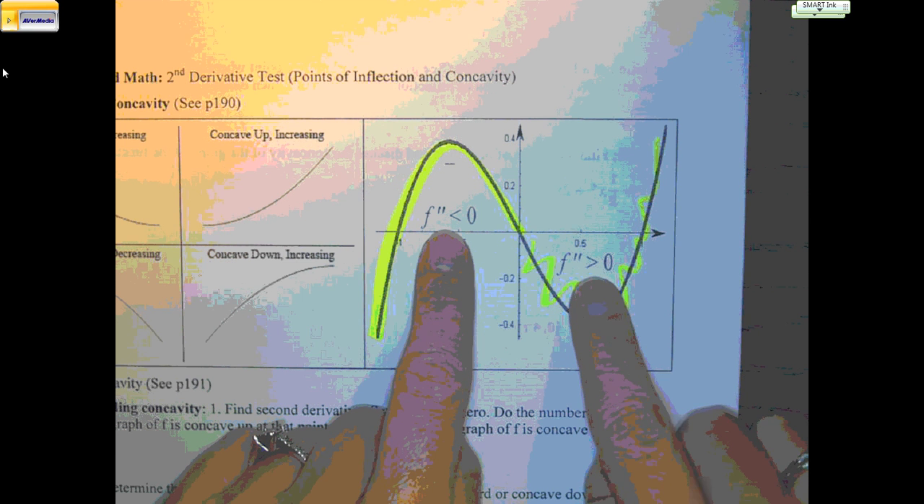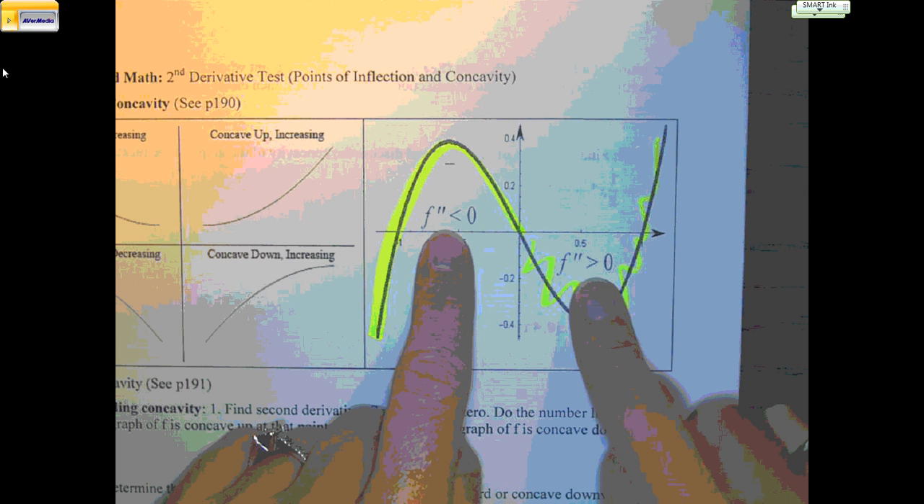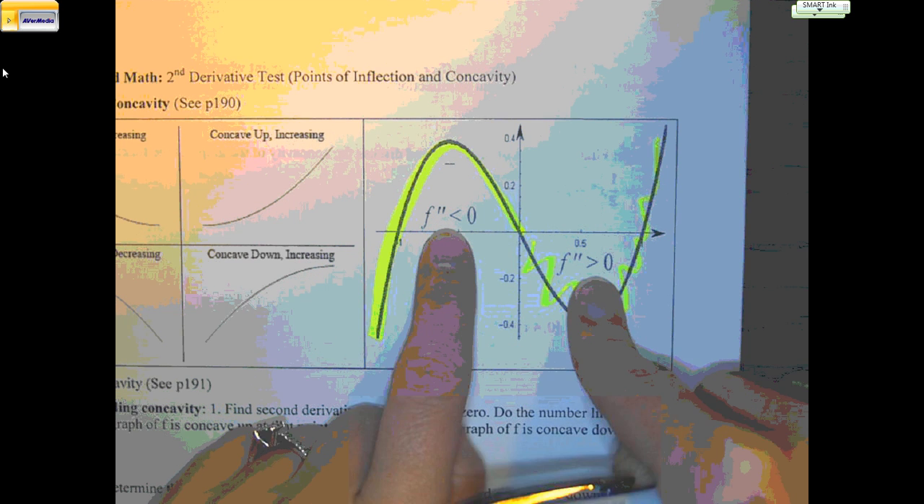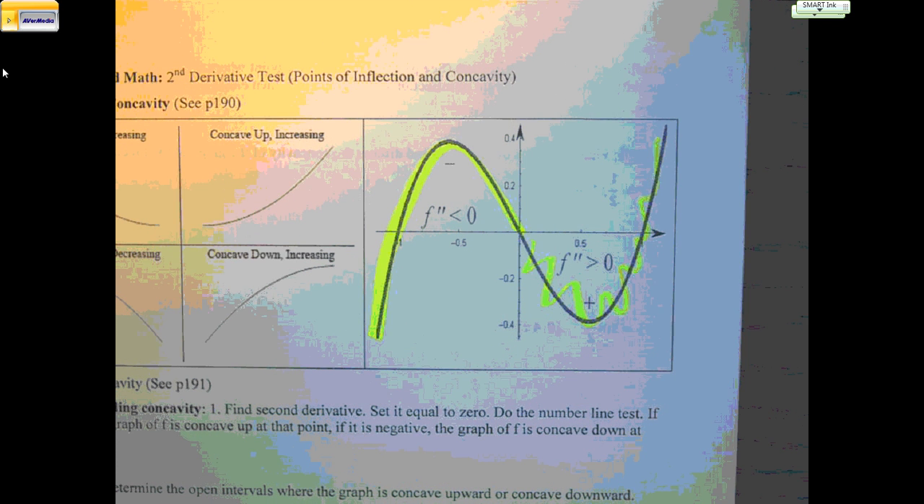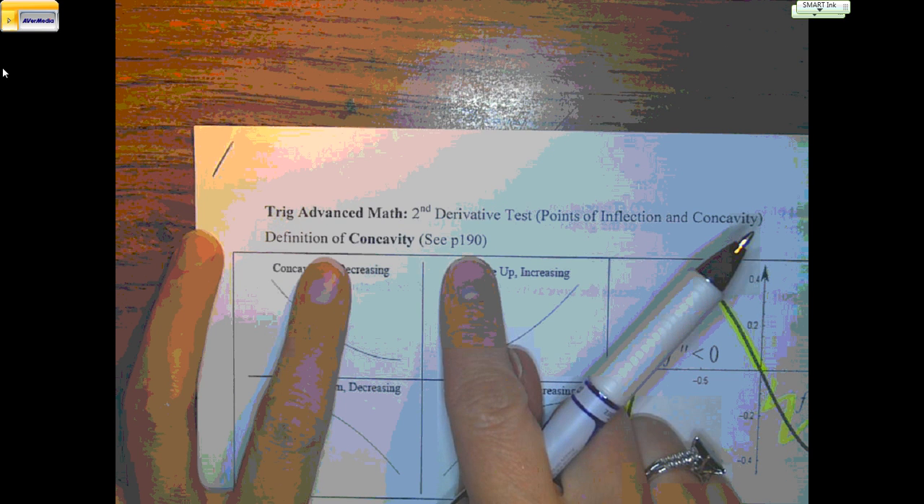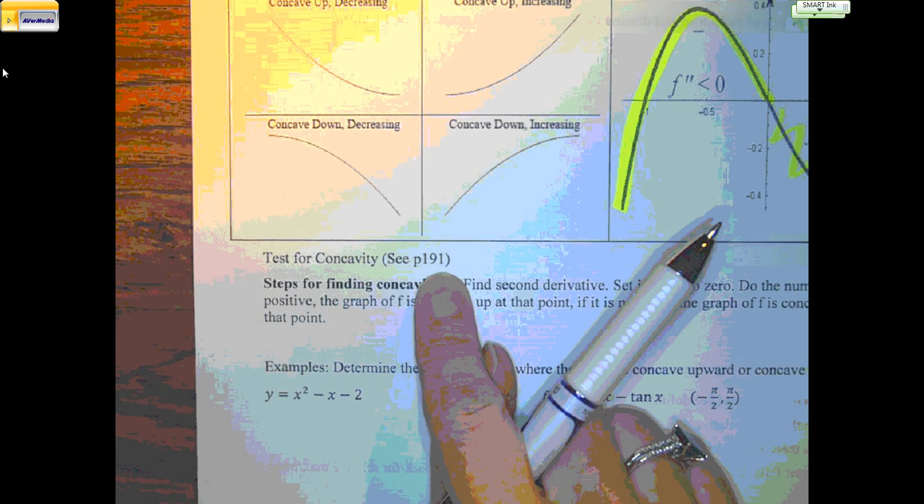So the places on the graph where that second derivative is negative or less than 0, it's going to produce a concave down part of the graph. The original graph will actually have a concave down sort of shape. There's an actual definition of concavity if you want to see it on page 190. You can read the mathematical language for the test for concavity on page 191 if you want to.